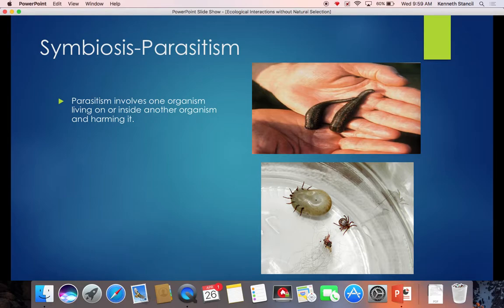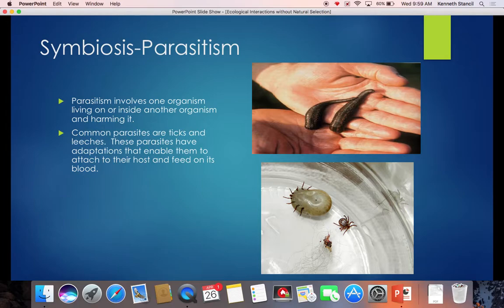Okay? Speaking of which, is a virus a living thing? No. Can we use antibiotics on viruses? No. Okay. Common parasites are ticks and leeches. These parasites have adaptations that enable them to attach to their host and feed on its blood. Unlike a predator, a parasite does not usually kill the organism it feeds on, but it can. But does it want to? No, it's a free room and board.